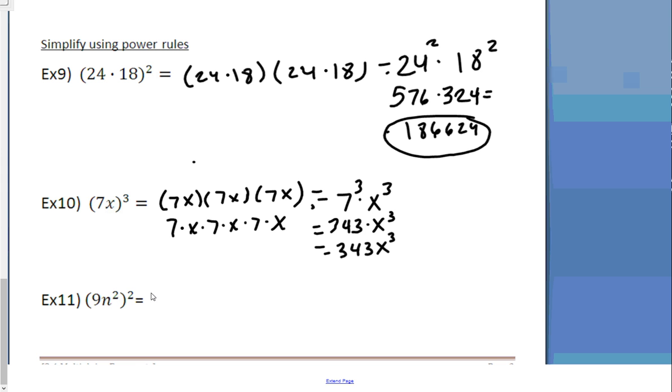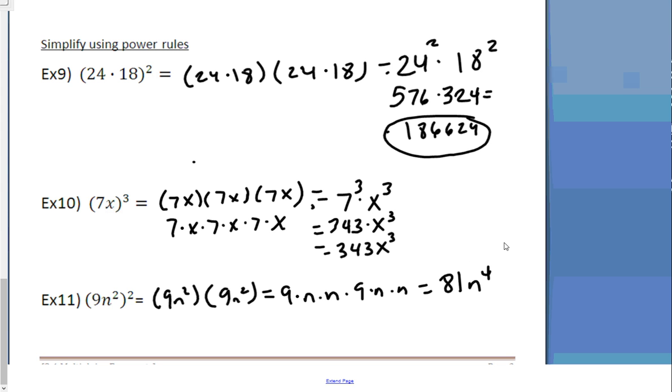9n squared, right? 9n squared squared. So what does that mean? Well, that means 9n squared times 9n squared, because I have two groups of 9n squared. Now, if you want to, you could change that to 9 times n times 9 times n times n times n, which becomes 9 squared, which is 81, and then n times n times n times n is n to the fourth. And there you have it.